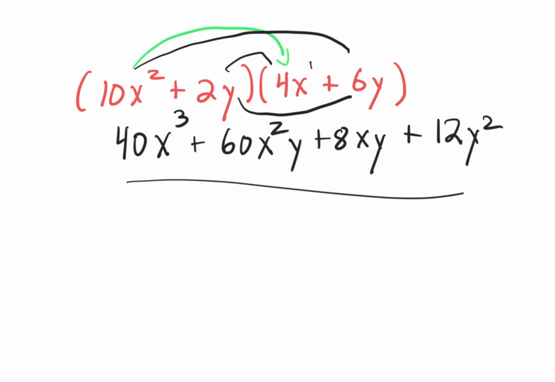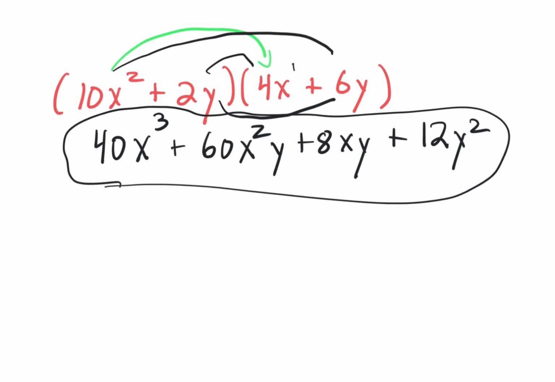Do any of these look exactly the same as far as their variables? They don't. That's your answer. You can't combine these middle terms because it's x squared y and this is just x. Remember from the last part of this unit, in order to combine them, their variables and exponents have to be exactly the same, and they are not.